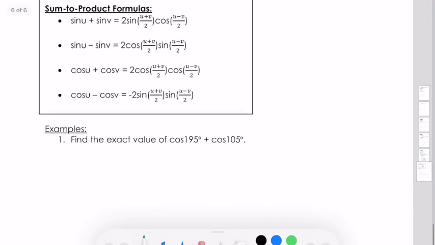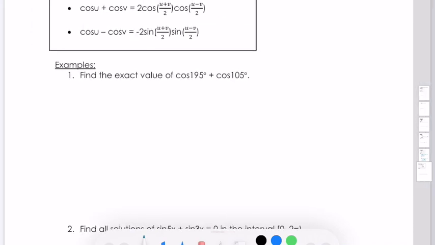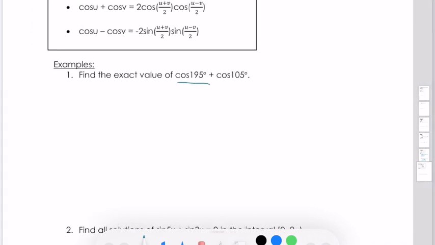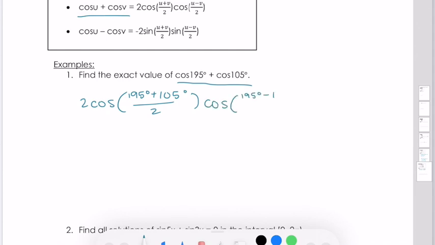Alright, on to the sum to product formulas. These are the ones more likely that you'll have to solve. So we are changing cosine of 195 plus cosine of 105 to that formula up top. So 2 cosine of (195 plus 105) over 2 times cosine of (195 minus 105) over 2.